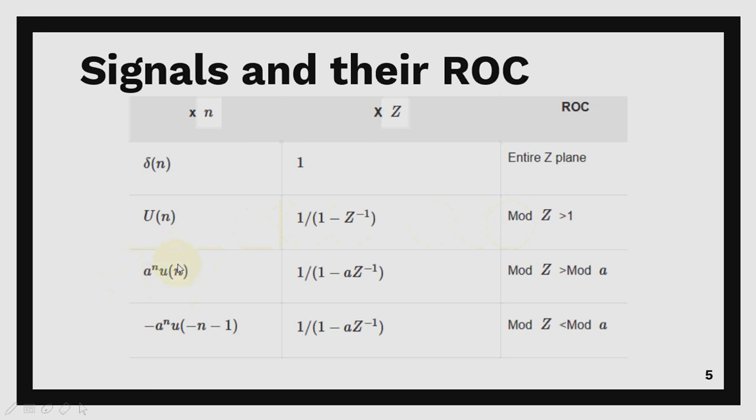If your sequence is a right-sided exponential, that is a raised to n u of n, then its Z transform is 1 divided by 1 minus a into Z raised to minus 1, and its ROC is mod of Z greater than mod of a. If your sequence is a left-sided exponential, that is minus a raised to n u of minus n minus 1, then its Z transform is 1 divided by 1 minus a into Z raised to minus 1, but the ROC is different, that is mod of Z is less than mod of a. So this is the change: the transform is the same but the ROC is different.